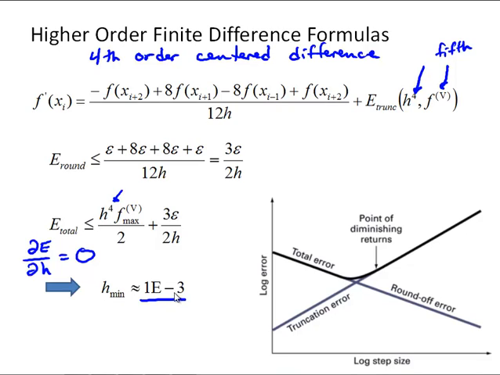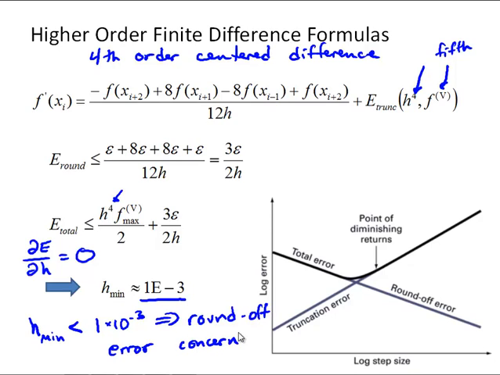So now we have a much larger step size, and what this means again is if h is less than 1 times 10 to the minus 3, then we're going to start having some serious round-off error concern. So now we're at a larger step size, and you might think, well, what's happening with this graph? Aren't we just increasing the error? Aren't we up here? But really what's happening is this is the point that's moving.